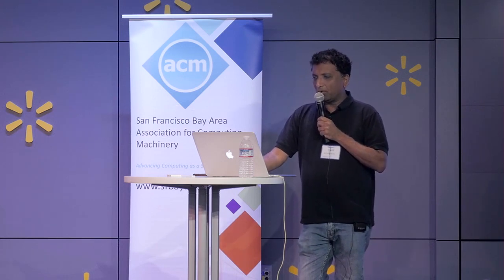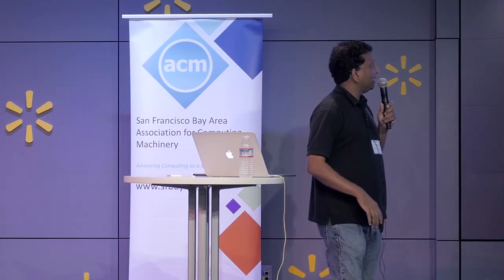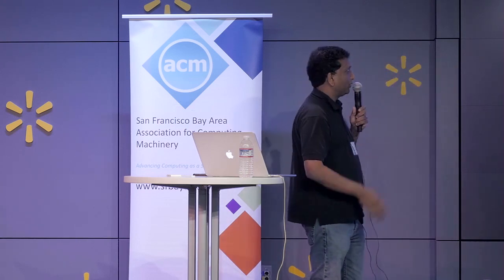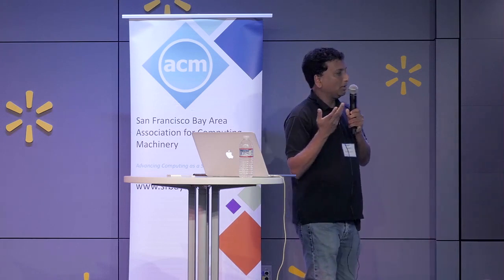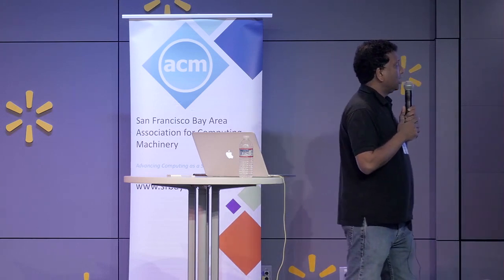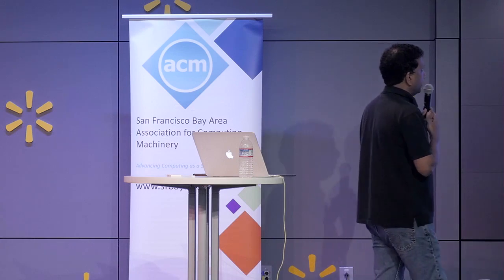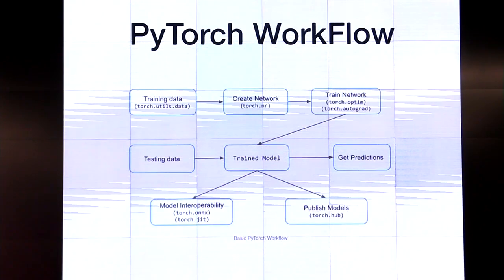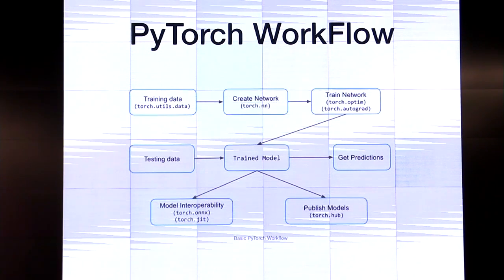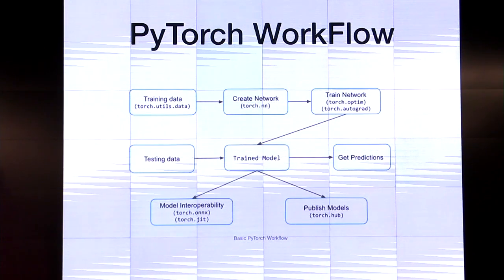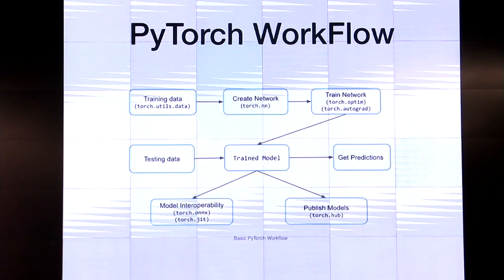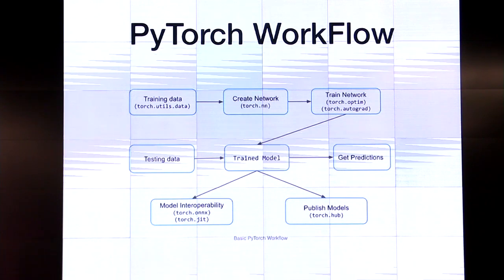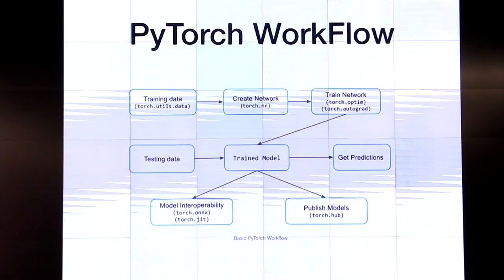So the PyTorch workflow is pretty straightforward. You have the training data, and whatever you see in the parentheses is the module it uses. You create a network, which means a model, and torch.nn is what you use for the models. You train the network using torch.optim as well as autograd. One is for the optimizer, another one is for automatically creating gradients and wonderful things. Using those three steps, you create a trained model, and use the trained model and the testing data for getting the predictions, which will give the accuracy and everything for future use. That's why you predict the accuracy of the model.